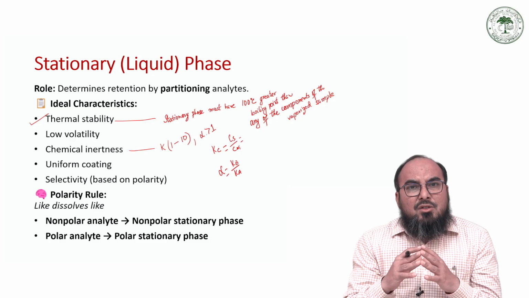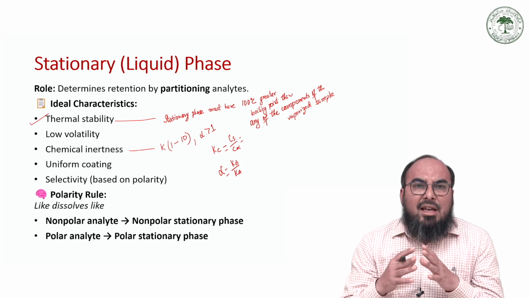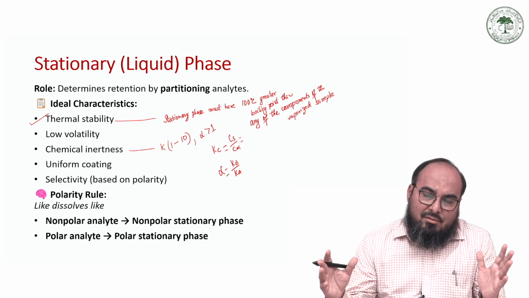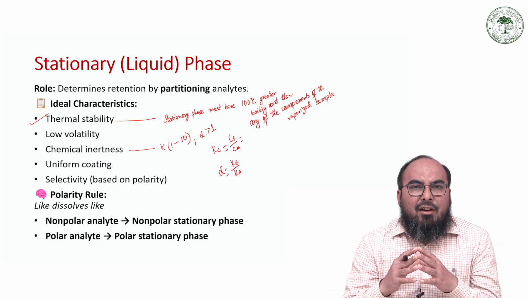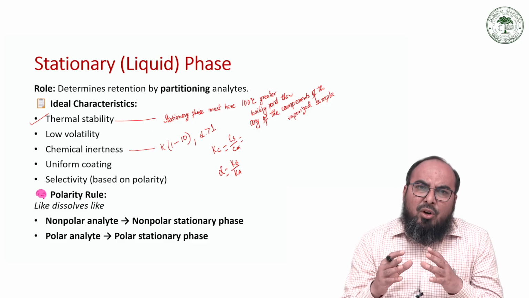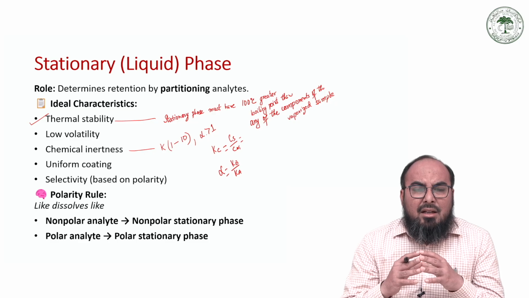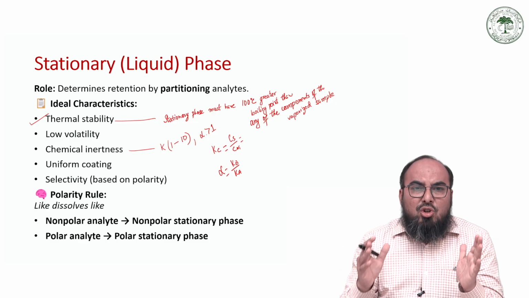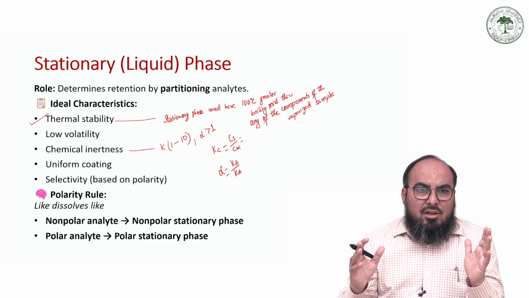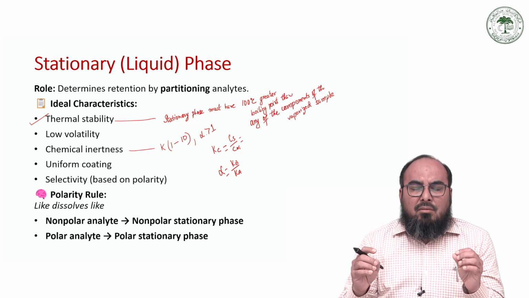So if the solute molecule is interacting strongly with the stationary phase, then it will take too much time to elute. On the other hand, if the solute vaporized components have very weak interaction with the stationary phase, then they are going to elute very fast. So you have to avoid these two limiting conditions, so that you can have very well resolved peaks.